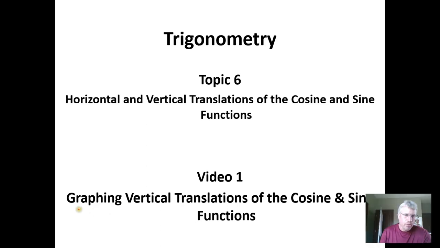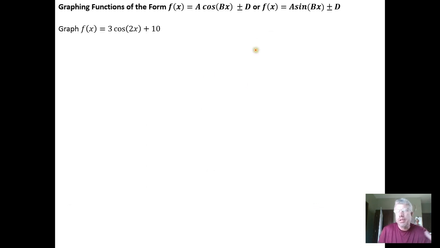So in this video we want to go over how to graph vertical translations of the cosine and sine functions. And before we dive into it, what we want to recall from our pre-calculus coursework is that if we have any function f of x and we add some real number, say k, to it, this translates the graph of f of x vertically, k units up or k units down, depending on the sign of k. So if it's positive, it translates the graph upwards. If it's negative, it translates the graph downwards.